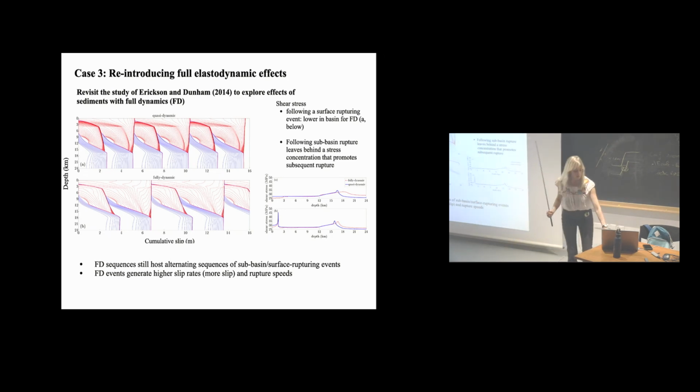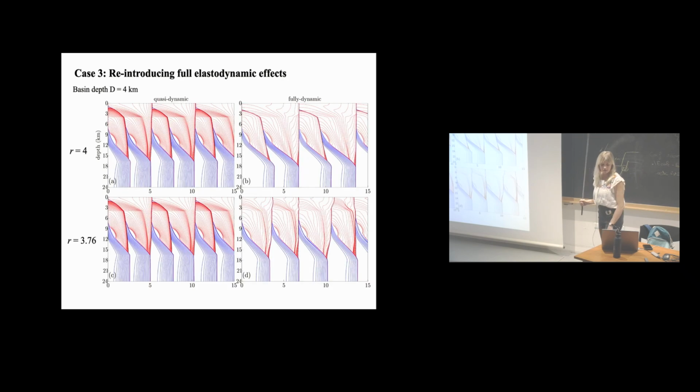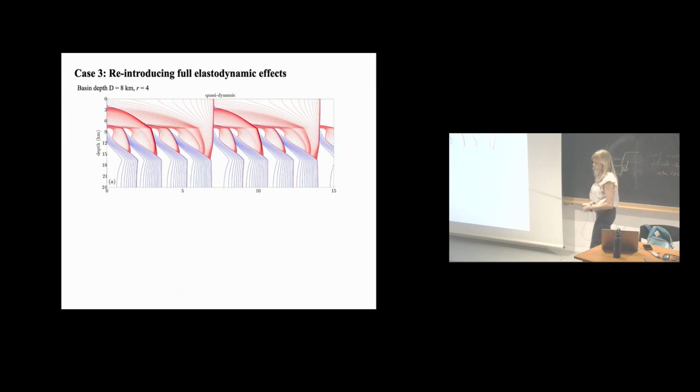I'll go a little bit quickly through these because I want to get to the last part of my slide. But I will say that R is a ratio between the shear modulus on the outside of the basin and the shear modulus within it. If you look at quasi-dynamic versus fully dynamic, you can still get sub-basin or buried ruptures with full dynamics. But if that ratio is smaller, then actually all of the dynamic events penetrate through, even if they don't with quasi-dynamics. So full dynamics can allow you to penetrate through regions. It just depends.